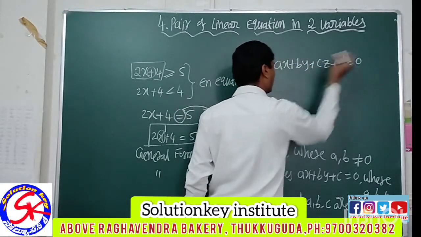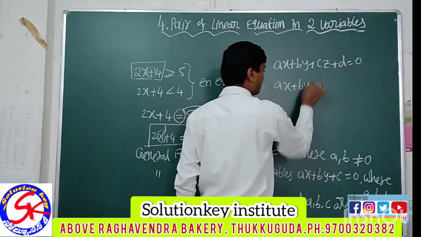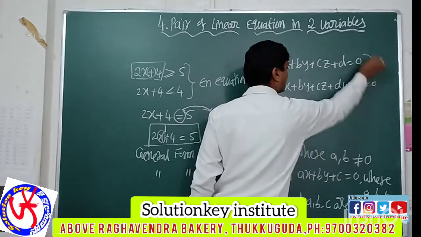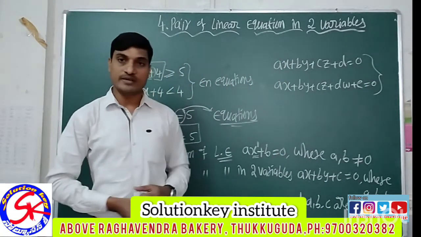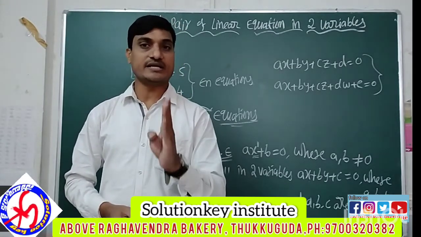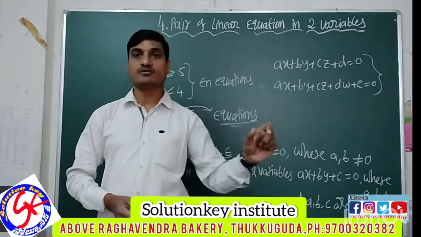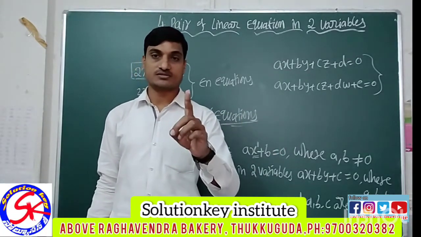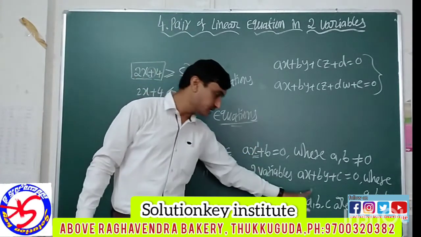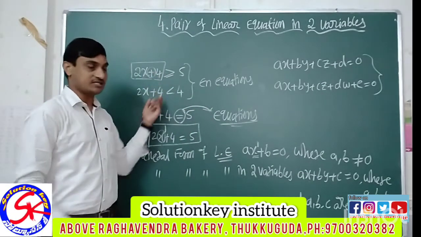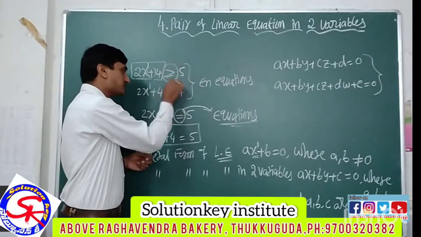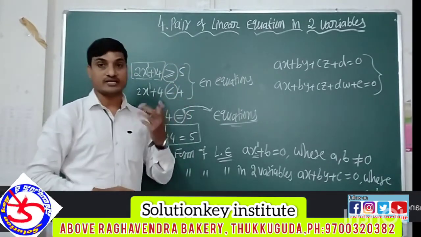You can write a linear equation in four variables also. Like this, you can write so many variables in a linear equation. But what is the condition here? A linear equation means the given variables have only highest degree 1. Otherwise, it is not a linear equation. So this is also a linear equation, and this is also a linear equation.